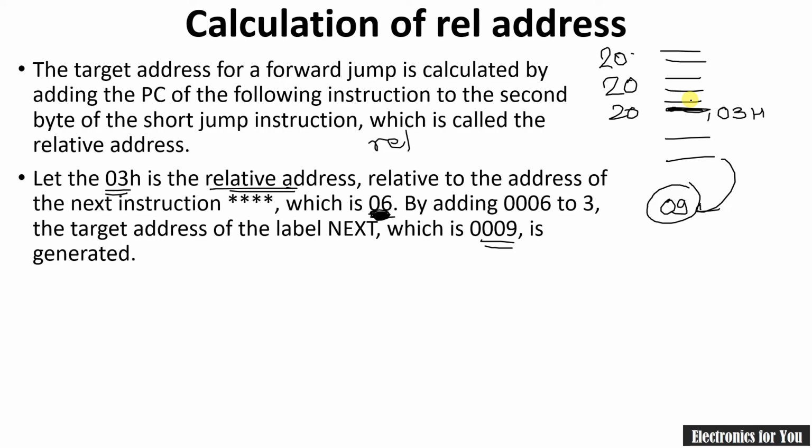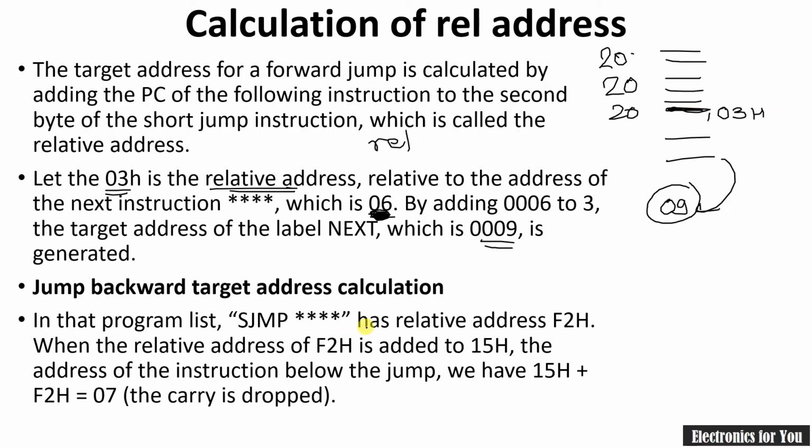Now the next one is the backward jump. Let me explain how the backward jump takes place. Here, if the relative address is F2H, note that F2 is the signed value which is indicated here. So F2 will be added with the current value. Let the current value of the program counter be 15. Therefore, this 15 and F2 will get added.